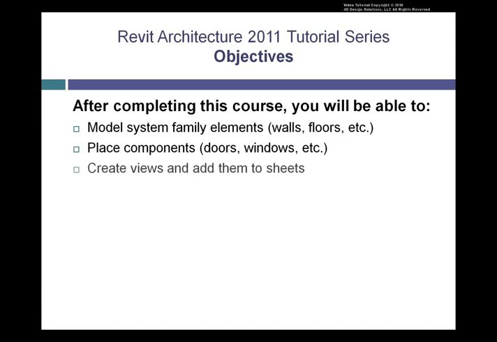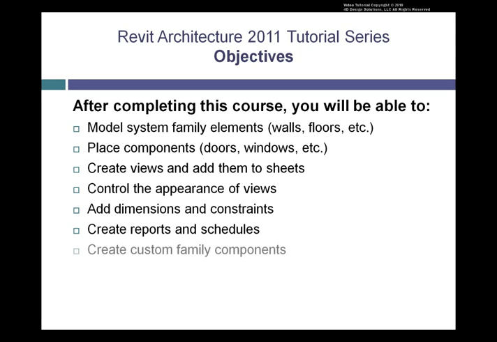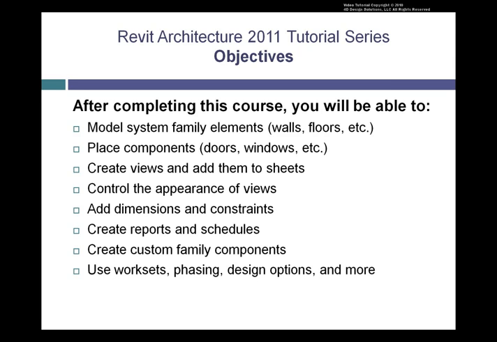You'll learn how to create views, such as plans, elevations, and sections, and place those views onto sheets, and how to control the appearance of those views, so that they look the way you want them to look to conform to your office standards. You'll learn how to add dimensions and constraints, and how to create reports and schedules. We'll also show you how to create your own custom family objects. And you'll learn how to use Revit's worksets, phasing, design options, and more.